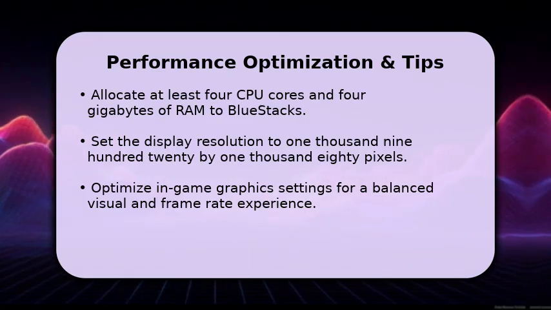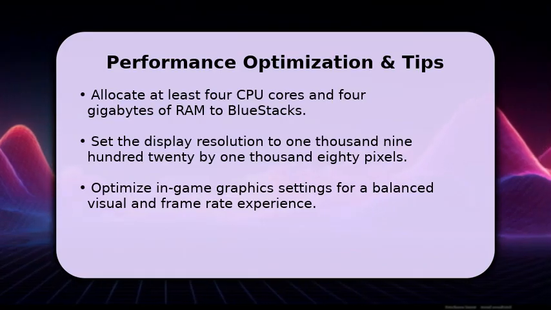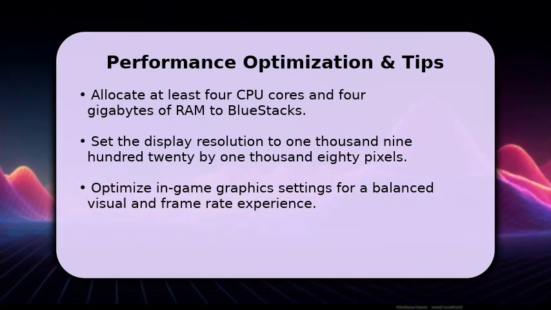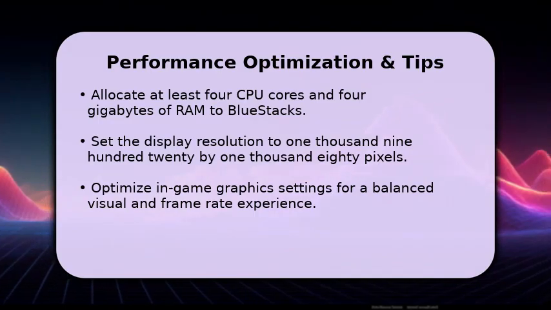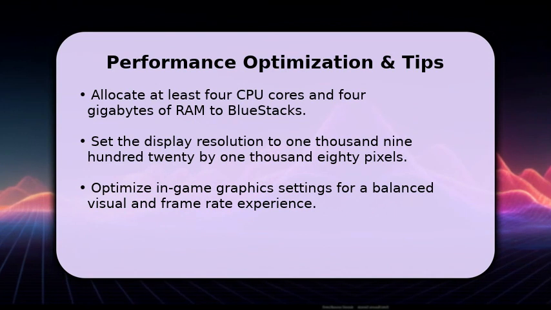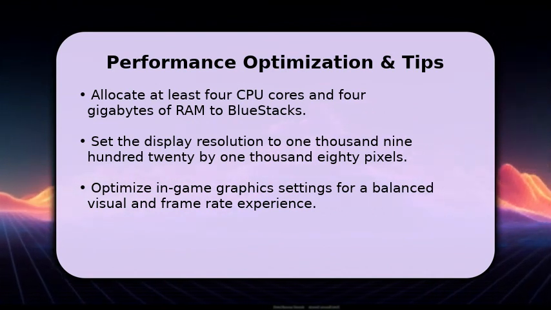For the best performance, open Bluestacks settings and allocate at least 4 CPU cores and 4 GB of RAM. Setting the display resolution to 1920 by 1080 pixels is also recommended for clear visuals. Within PUBG Mobile's in-game settings, adjust graphics to a balanced option, prioritizing frame rate over extreme visual fidelity. This ensures a smooth and competitive gaming experience.